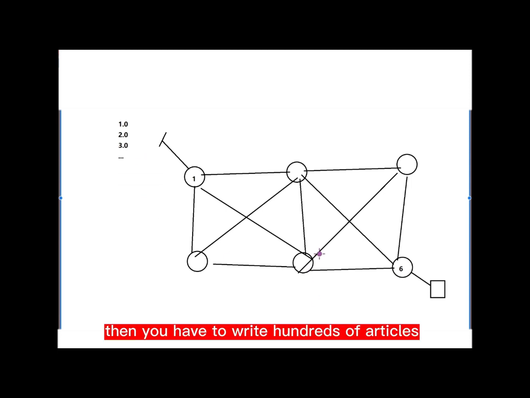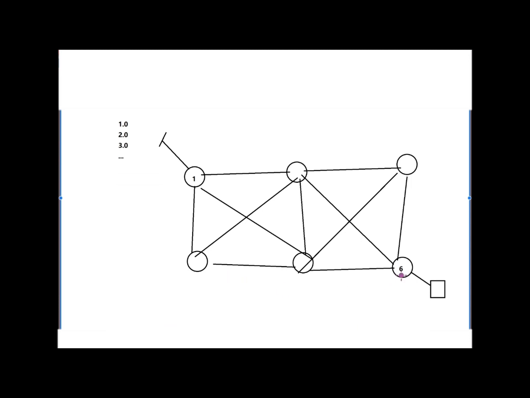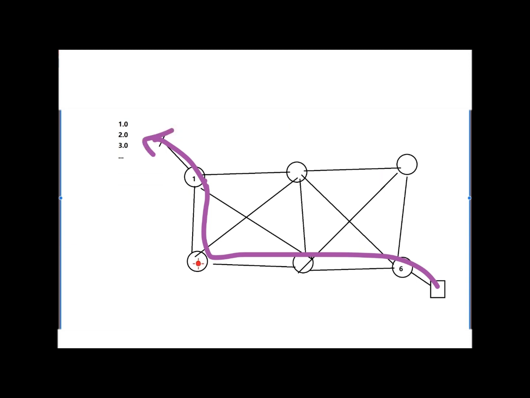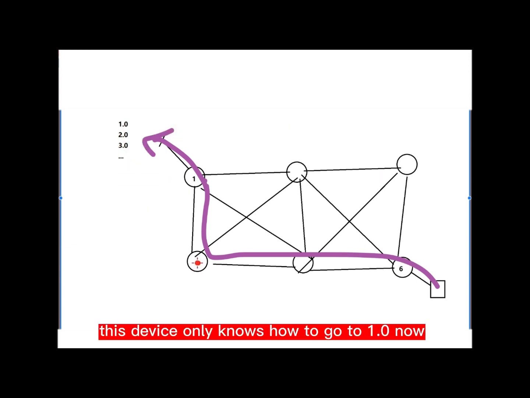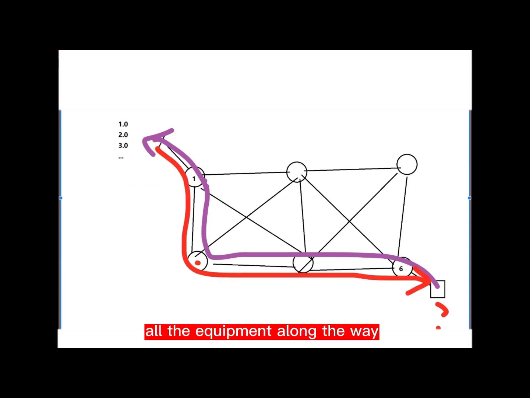Then you have to write hundreds of entries. All the devices in the middle have to write these hundreds of entries. So compared to other approaches, it is more cumbersome. And now it's just the outbound traffic. Finally the data has to be returned. This device only knows how to go to 1.0 now, but it doesn't know how to get to the PC. So in the end this traffic has to keep pointing back through all the equipment along the way. Two-way routing must exist. Otherwise, the traffic will not pass.